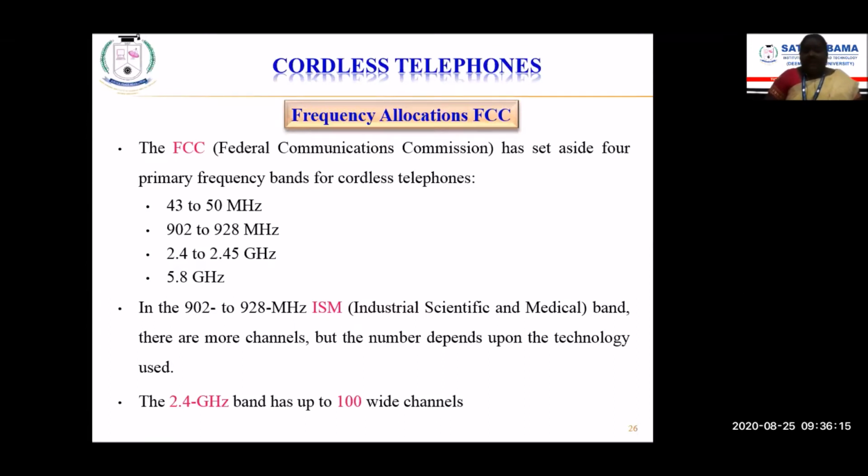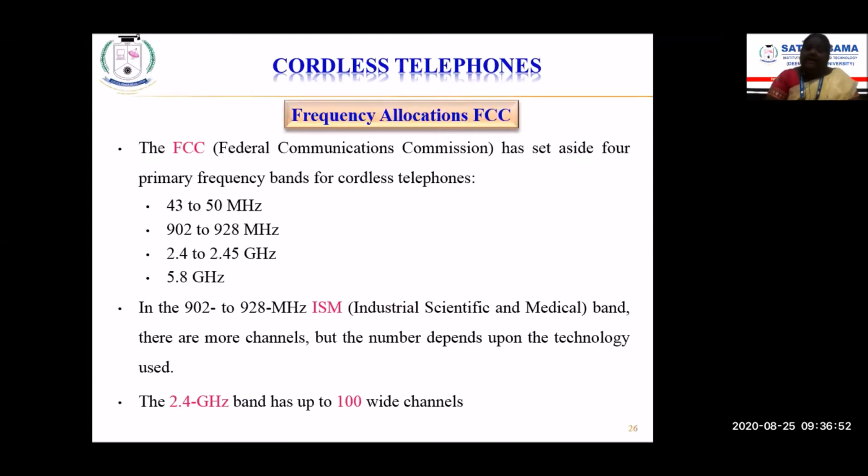And later on, with the evolution and invention of the latest technologies, we have 5.8 gigahertz. And also we have discussed some examples of the industrial, scientific, medical band, that is the ISM band. The frequency allocation is between 902 to 928 megahertz. So there are more channels available here, and that is the most frequently used frequency band for all the electronic instruments that have been developed in recent days. So it depends upon the technology that is being used.